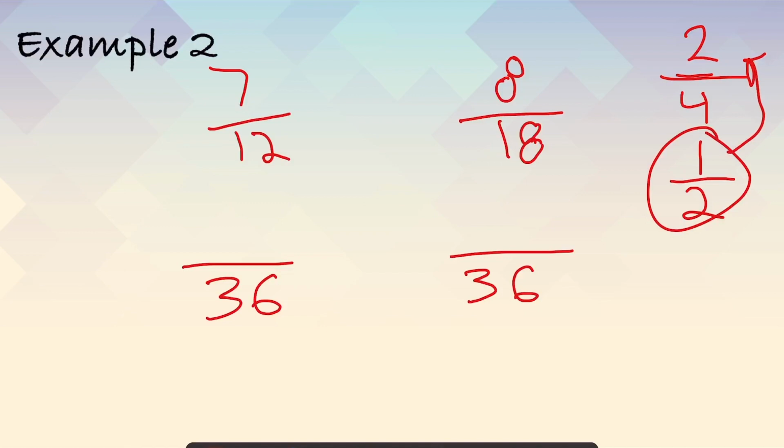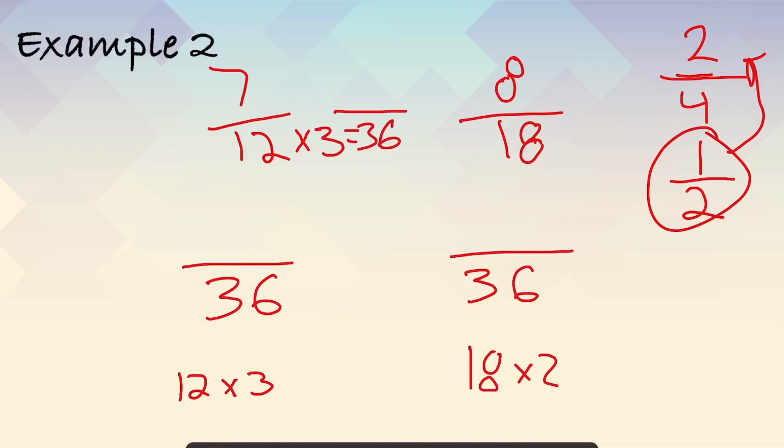And if you remember, to get 36, that was 12 times 3. And to get 36 for 18, that would be 18 times 2. So what I did to the denominator, times 3 to get 36, I have to do the same to the numerator to keep the value of the fraction the same. So 7 times 3 is 21. So 7 over 12 is equivalent to 21 over 36. And if you're not sure about that, type in your calculator 7 divided by 12 and then 21 divided by 36 and you should get the same value.